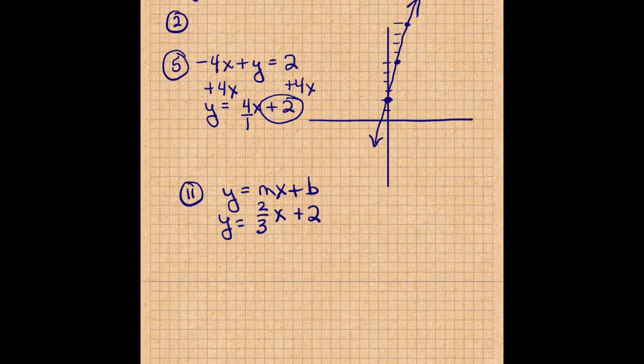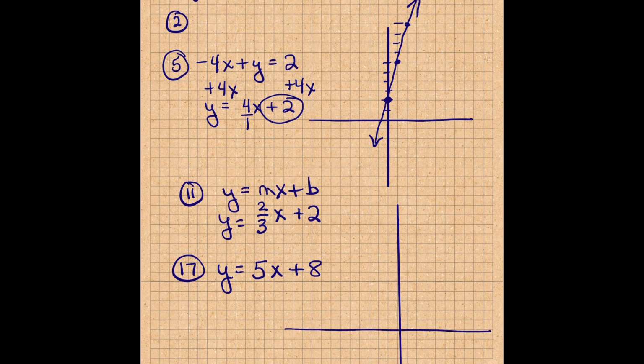Let's see. Number 17, it says the slope is 5, the y-intercept is 8. So you could write an equation, y equals slope times x, y-intercept is 8. And then we could graph it. No problem. We just need a graph and some space, because I'm going to start at 8. 1, 2, 3, 4, 5, 6, 7, 8. And I'm going to rise 5 over 1. So it's rise 5. 1, 2, 3, 4, 5. Run 1.